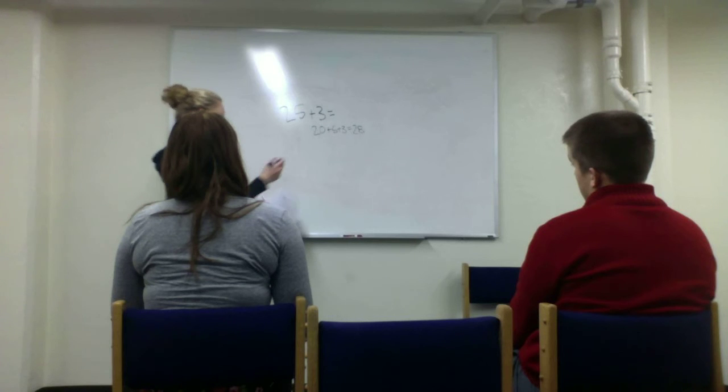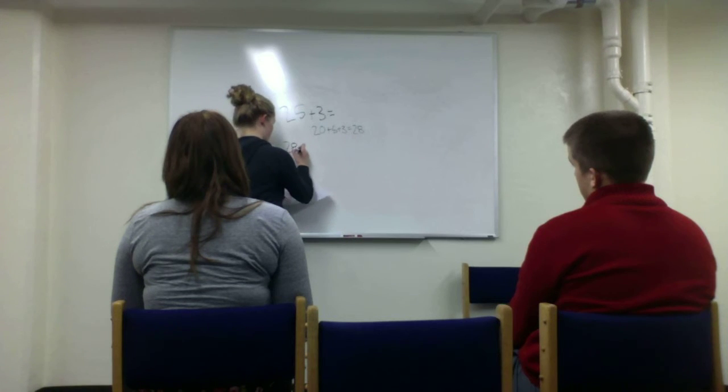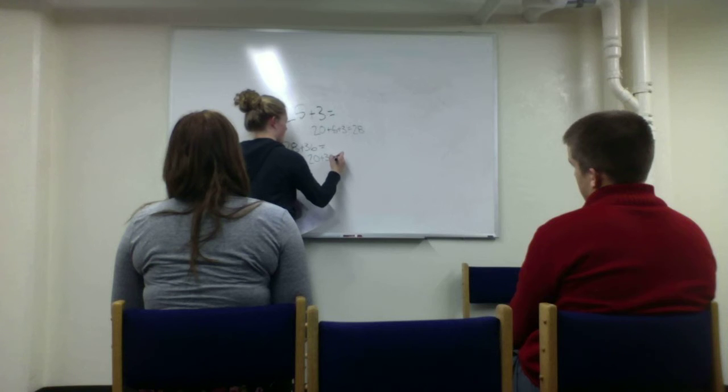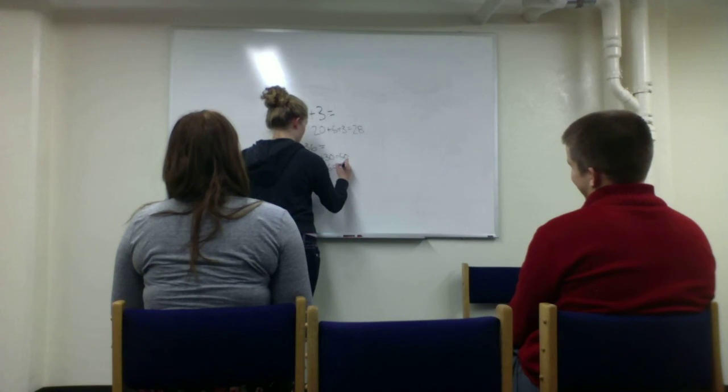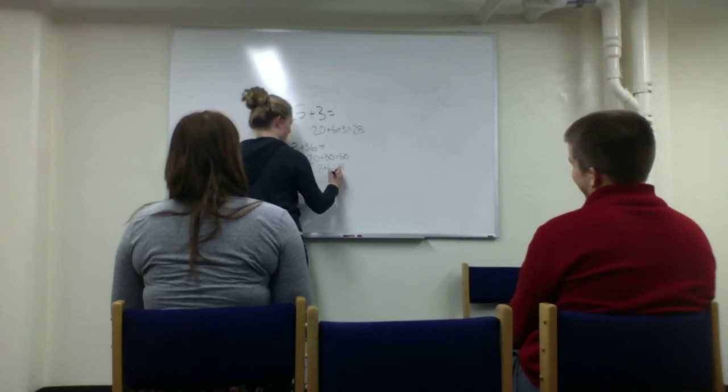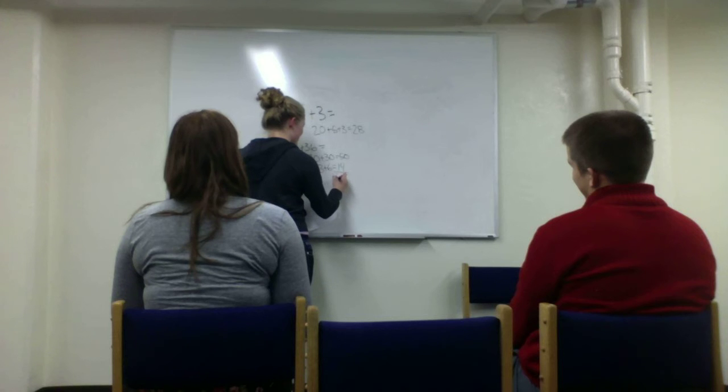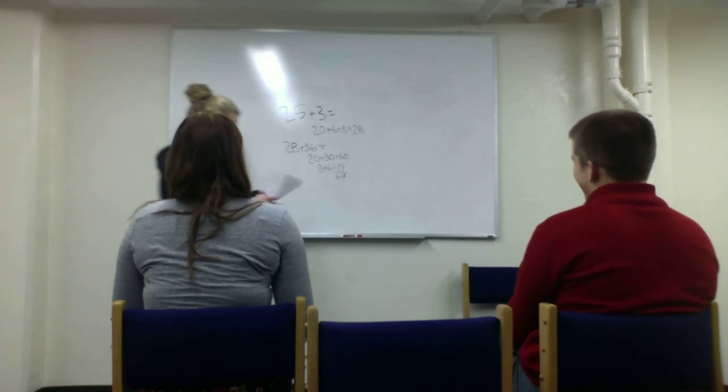We can go on to bigger numbers. 28 plus 36. Break it up again. Do 20 plus 30 and get 50. And 8 plus 6 and get 14. And add those together and get, wait, is that right? And get 64. Alright.